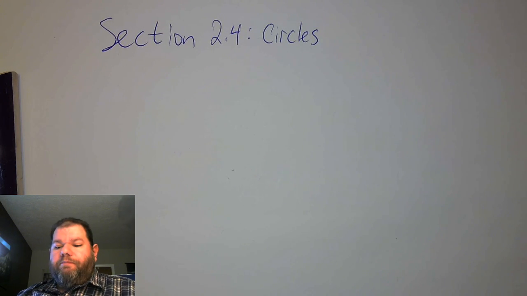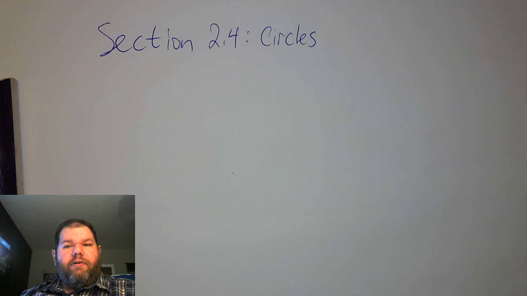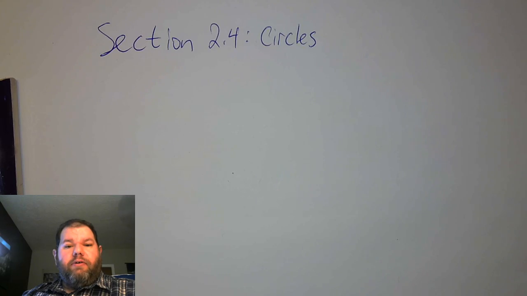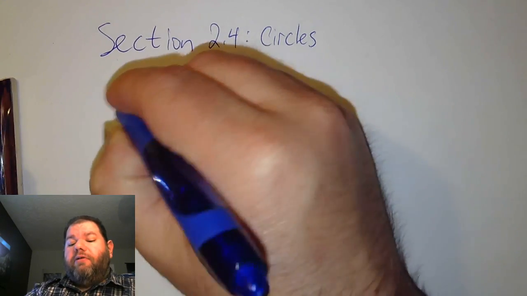Alright, so we talked a little bit about circles last time, but nothing really in detail, I guess. Some of the basic elements of graphing circles, and I think that's the extent to which we talked about it. But in section 2.4, we introduce, first of all, the concept of graphing a circle, which I think is what we kind of talked about last time.